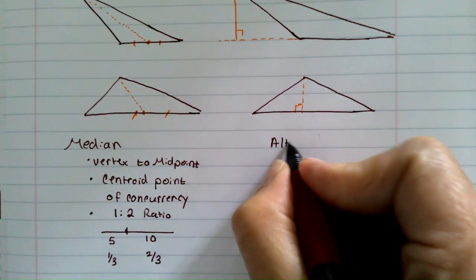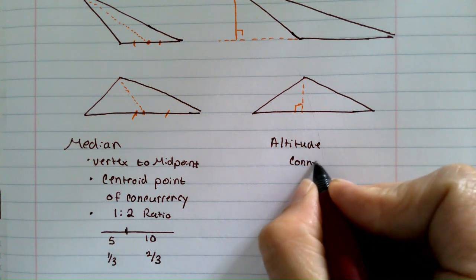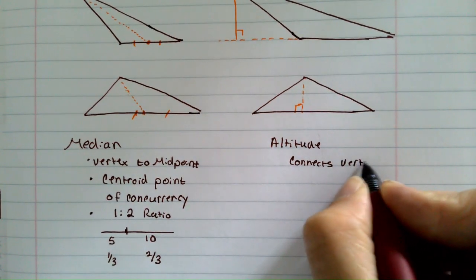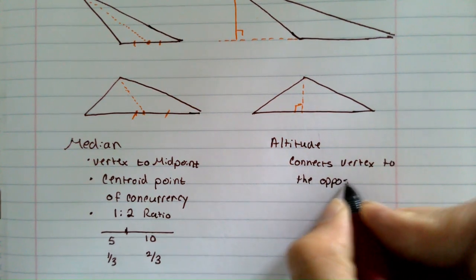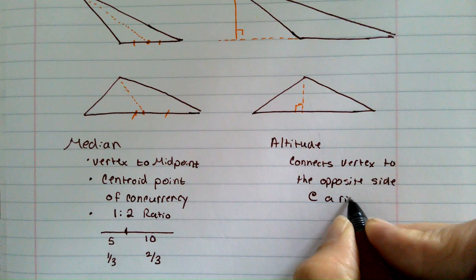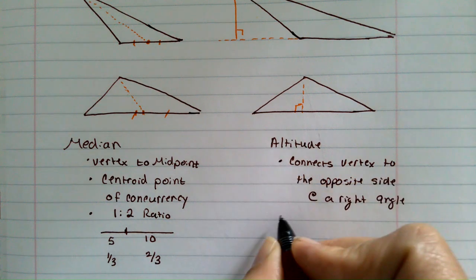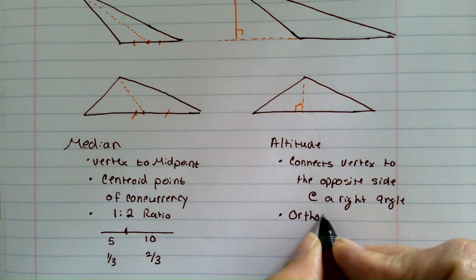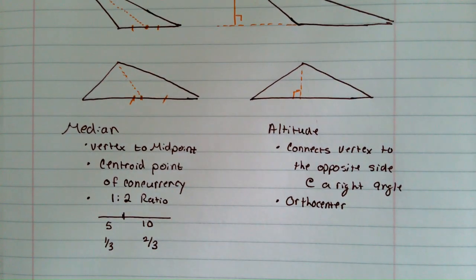Whereas the altitude connects a vertex to the opposite side, which might have to be extended, at a right angle. This is called the orthocenter. Okay, the orthocenter can be inside the triangle, it can be outside the triangle, it can be like a lot of spots.